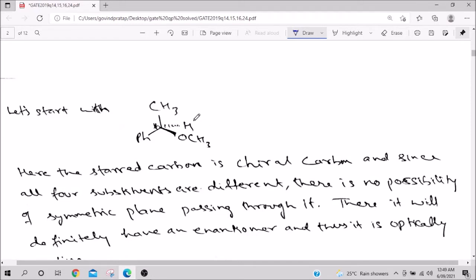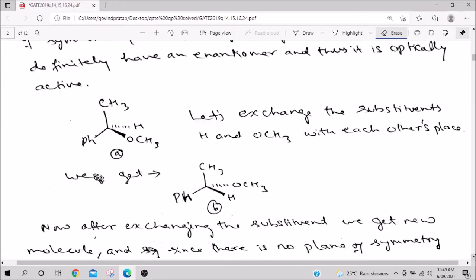How to make it? Just exchange any two groups. You can exchange H with CH3 and CH3 with H, or H with OCH3 and OCH3 with H. Whenever you exchange the substituents, you will see that what you get is a mirror image, but it will not be superimposable. If it is not superimposable, that means it is different, and they are optical isomers: one of them rotates the plane polarized light to the left, and the other to the right. So here what I have done is I have put H in place of OCH3 and OCH3 in place of H. So now I have A and B as two different molecules.